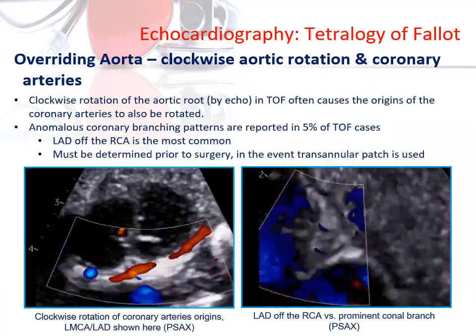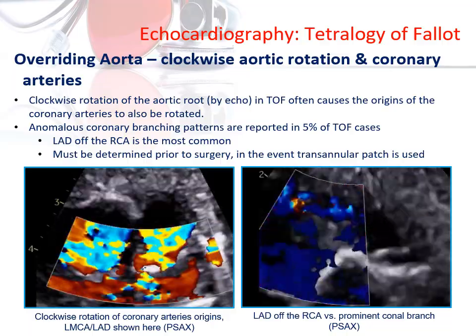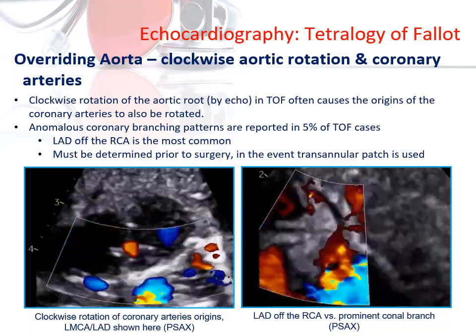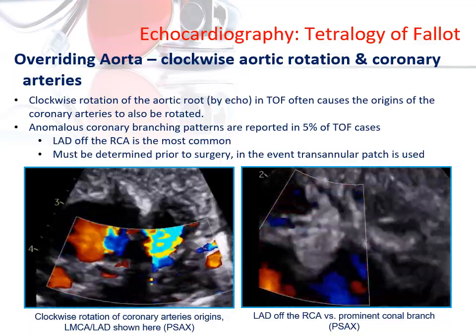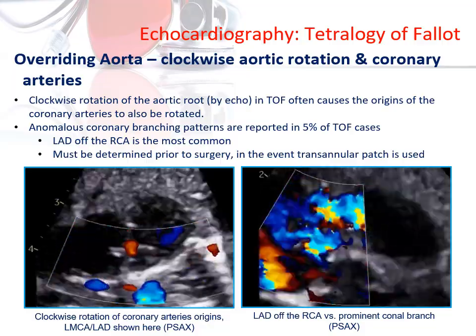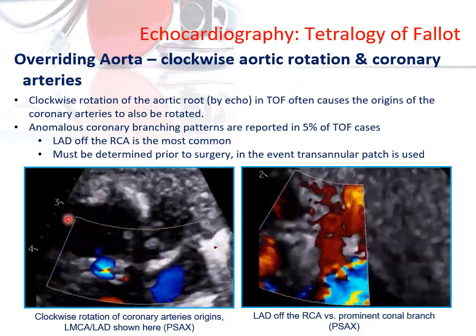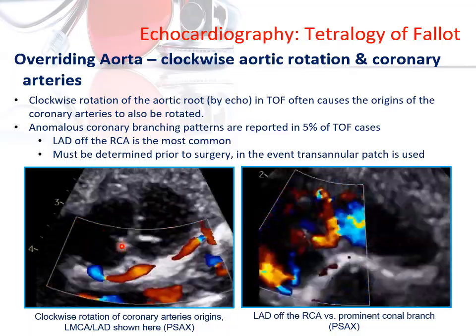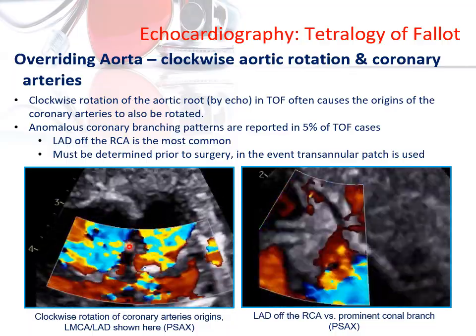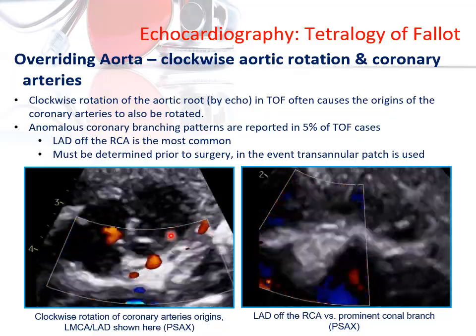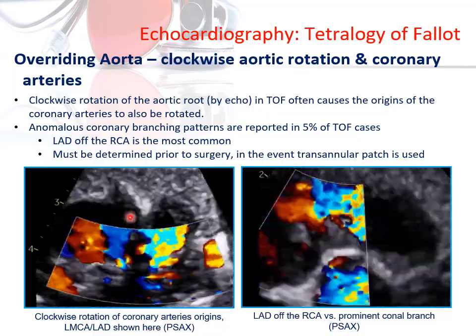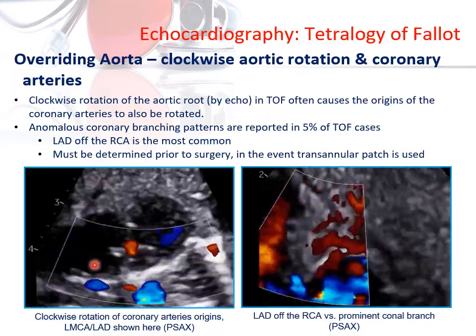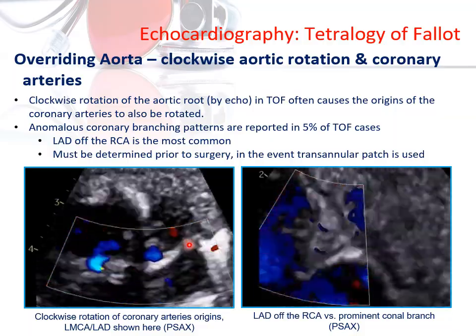Okay, clockwise aortic rotation and coronary arteries. So clockwise rotation of the aortic root by echo in TET often causes the origins of the coronary arteries to also be rotated. So if we look over here on this left-sided clip, this is the aorta right here, and typically we would expect the left system to come off somewhere around here. However, in this rotated aorta, it's now coming off more posteriorly down here and shooting up this way.